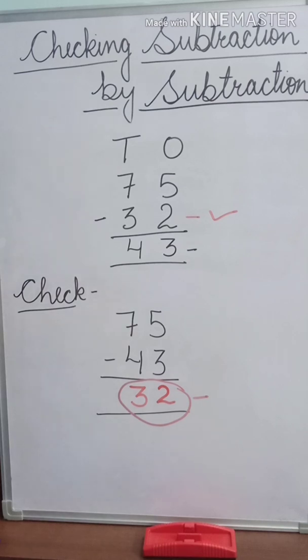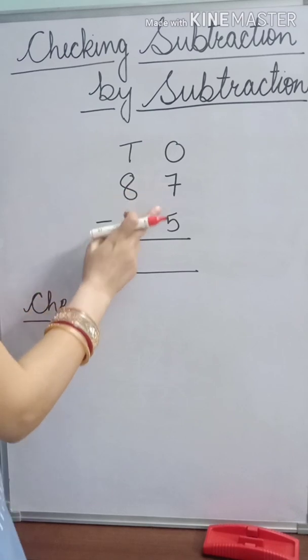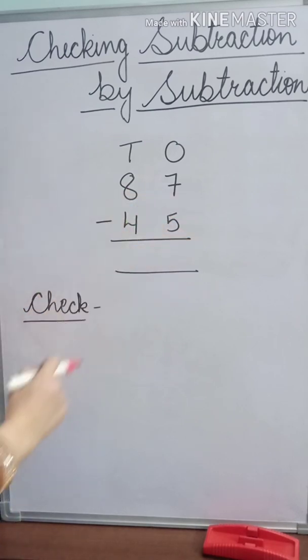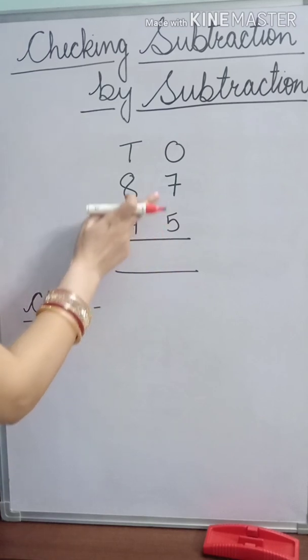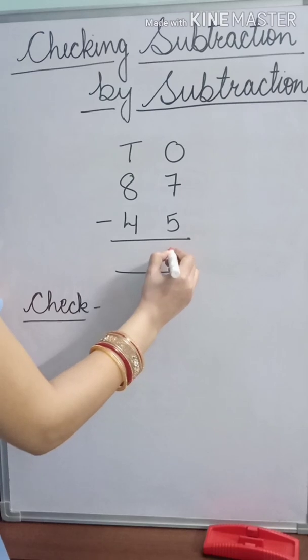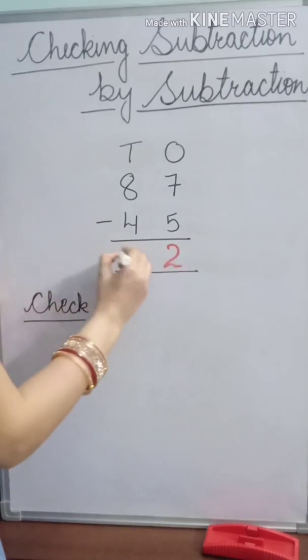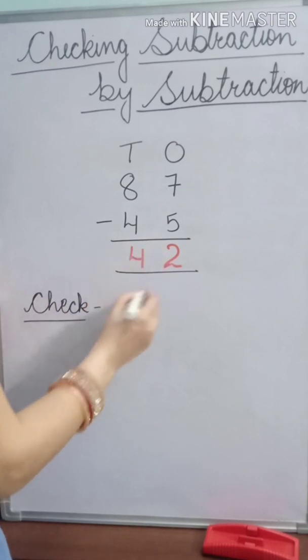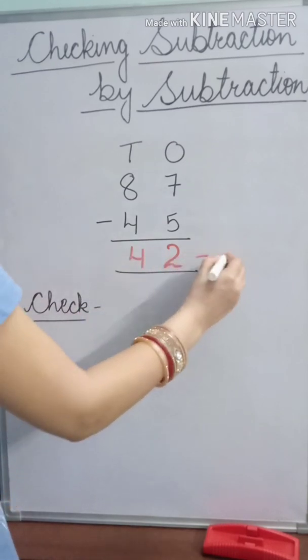Let's do one more example. Here we have 87 minus 45. So let's subtract the numbers. When we subtract 5 from 7, we will get 2. And when we subtract 4 from 8, we will get 4. So what is the difference? The difference is 42.